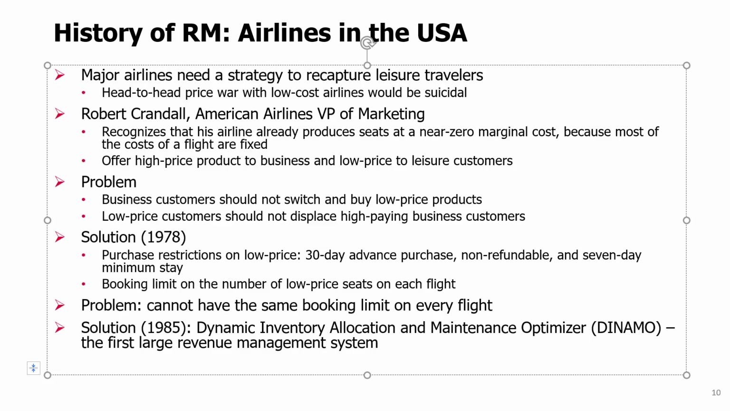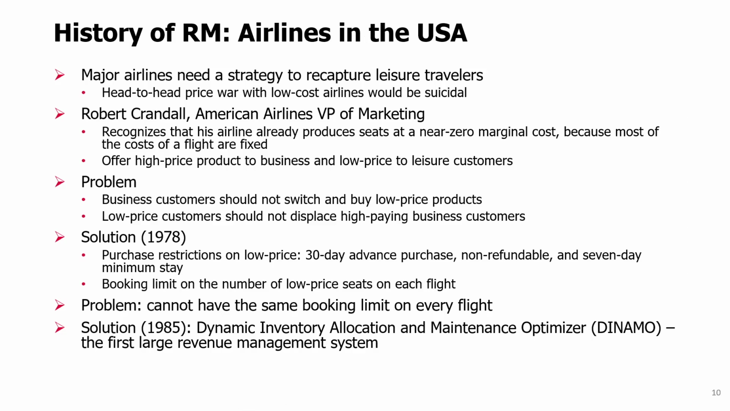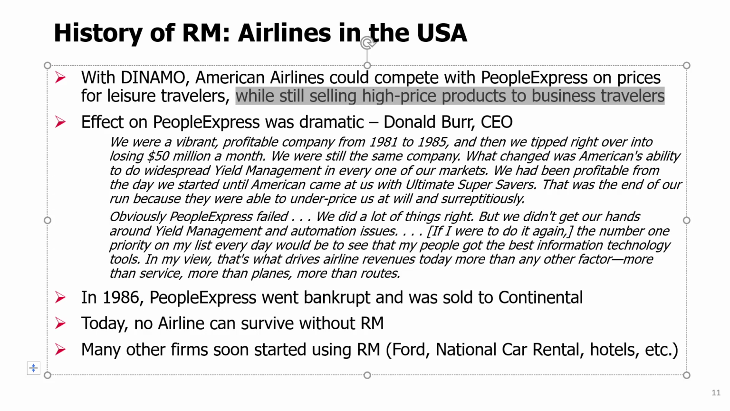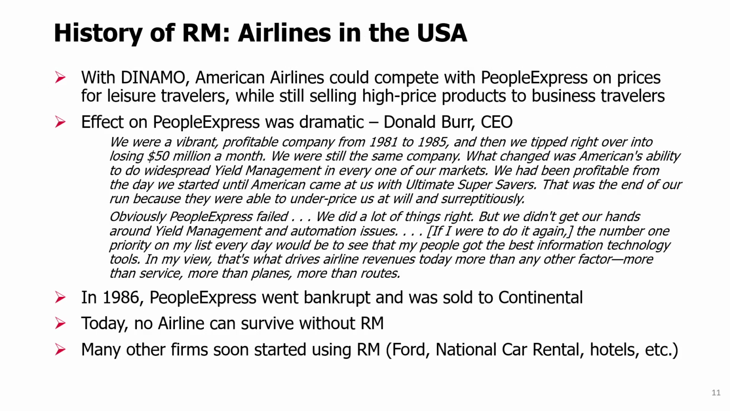So the solution, which was introduced in 1985, was a system called Dynamo, Dynamic Inventory Allocation and Maintenance Optimizer. It was really the first large revenue management system that was trying to figure out those booking limits and maximize revenue from the fixed capacity of the airline. So with Dynamo, American Airlines could suddenly compete with People Express on prices for leisure travelers while still selling high price products to business travelers. So they were actually winning on both segments, and the impact on People Express was dramatic.